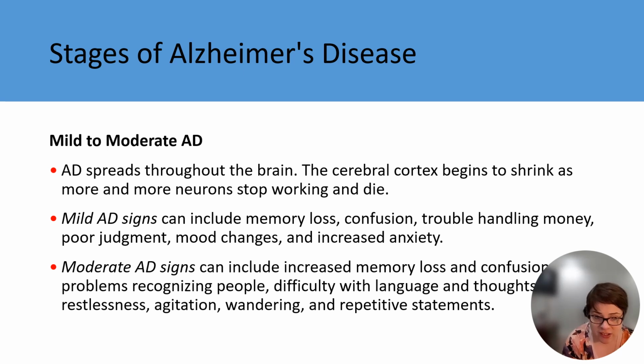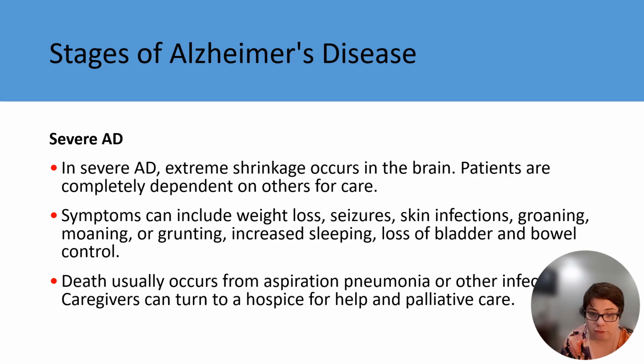Moderate Alzheimer's disease progresses when we have increased memory loss and confusion, problems recognizing familiar people, difficulty with language and thoughts, restlessness, agitation, wandering, and repetitive statements. In severe Alzheimer's disease, we see extreme shrinkage and atrophy that occurs all throughout the brain. And at this stage, patients are going to be completely dependent on others for care.